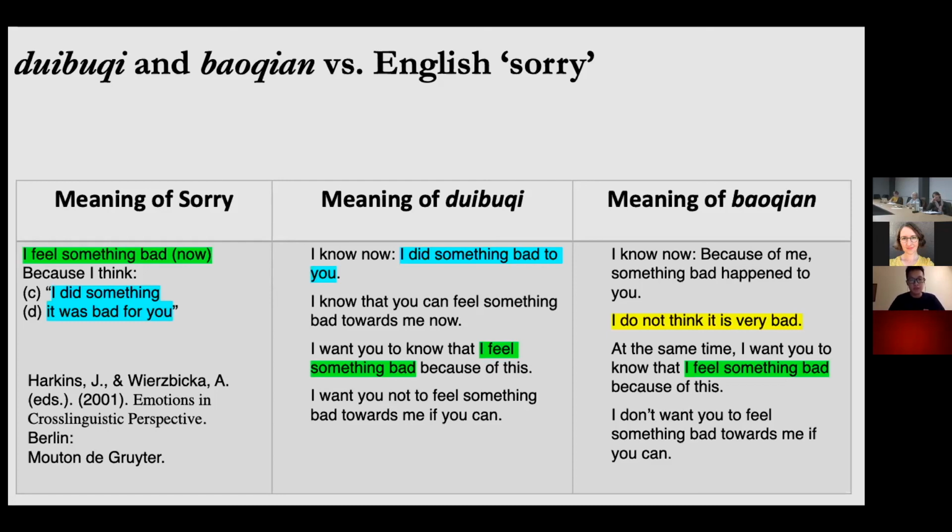And also, I feel something bad is something that is actually universal across all these three words. So finally, I come to 抱歉, where I do not think it is very bad. So this explication is actually very unique to 抱歉 and it's not found in 对不起 and sorry. So I argue that 抱歉 has a meaning that is more distinct from sorry.